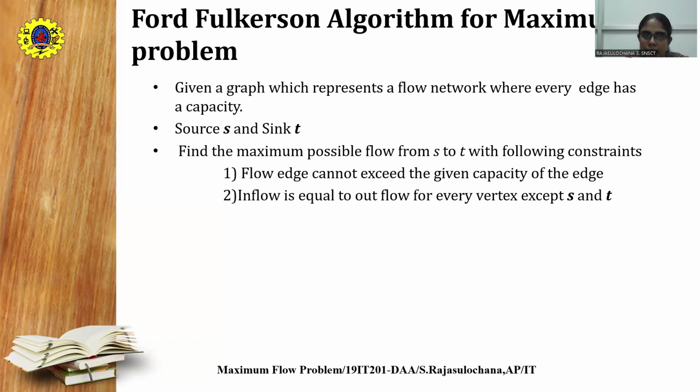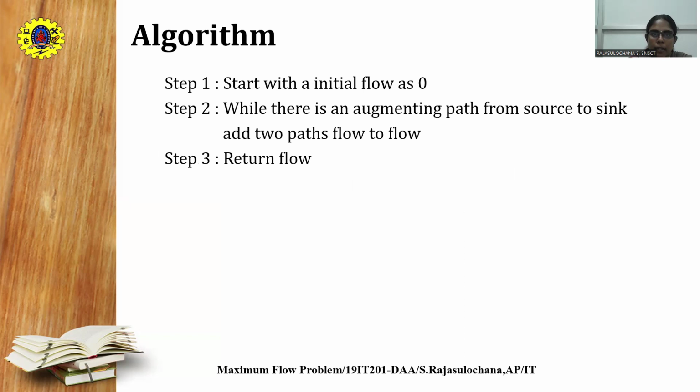The second constraint is the inflow should be equal to the outflow for every vertex, which is not applicable for source vertex and target vertex, because for source vertex we will not have inflow, whereas for target vertex we will not have outflow. So this constraint of inflow being equal to outflow is not applicable for source and target vertex. So this is the algorithm.